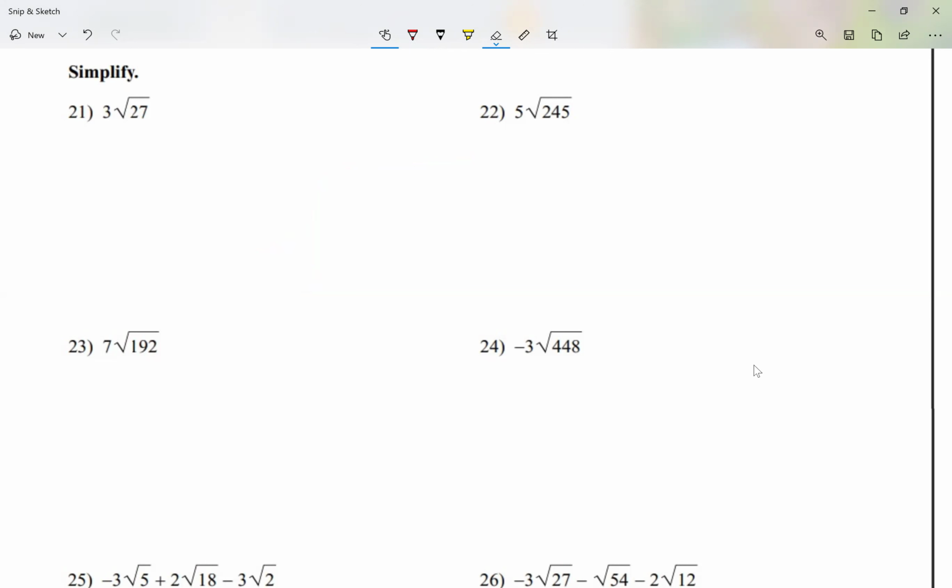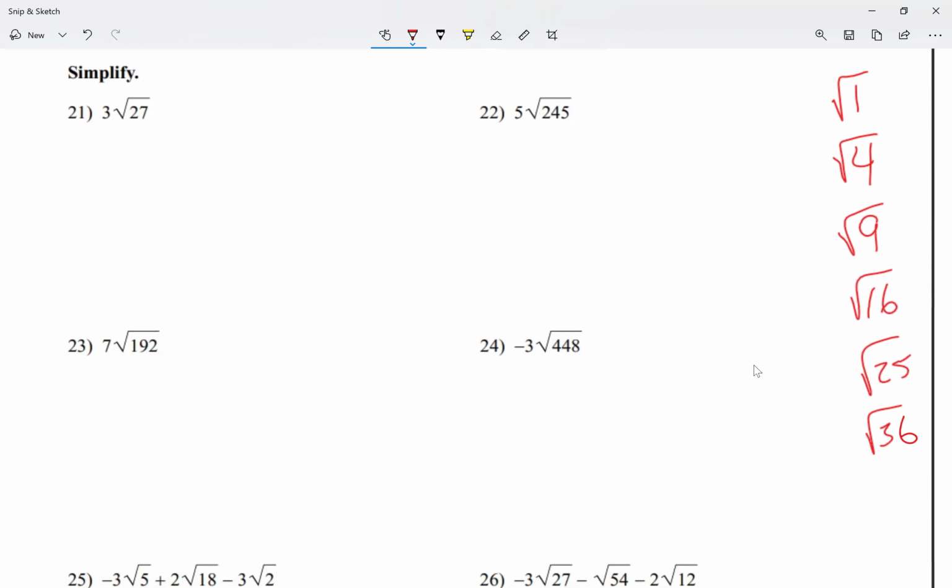As of now, we have talked about the perfect squares. For example, we know the square root of 1 is a whole number, right? The square root of 1 is 1. We know the square root of 4, right? The square root of 4 is 2. We know the square root of 9. We know the square root of 16, square root of 25, square root of 36. These are numbers that give us a whole number when we take the square root.